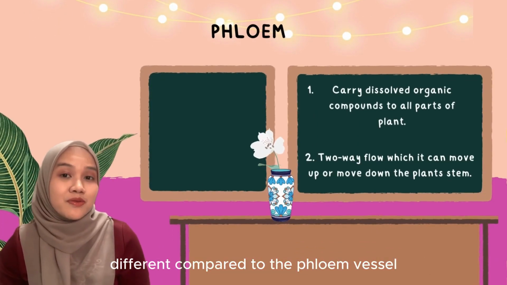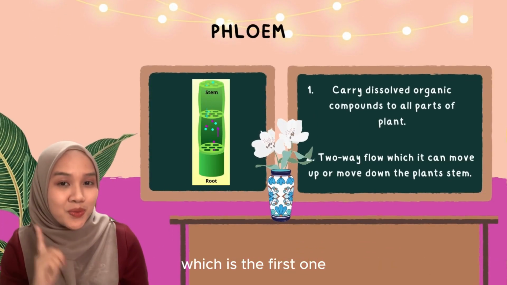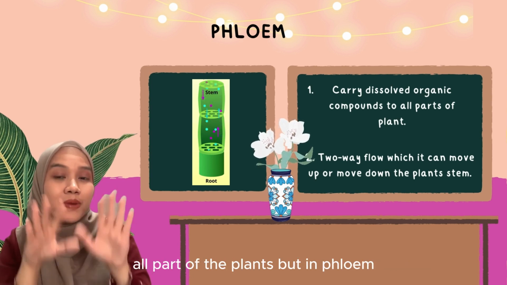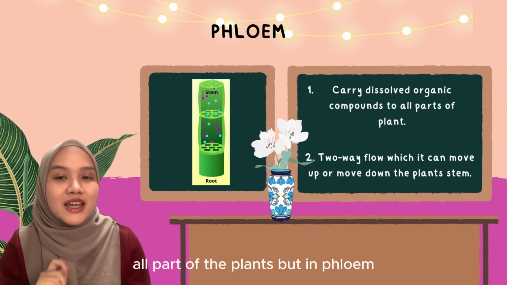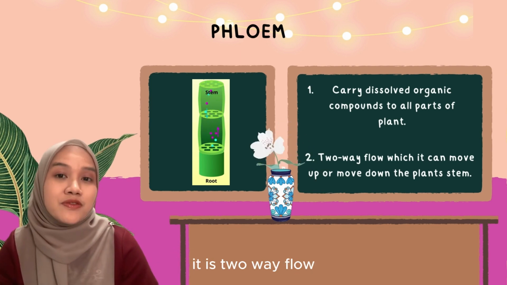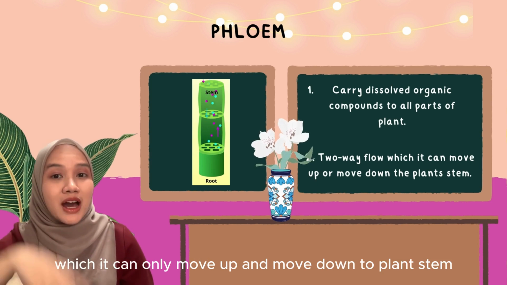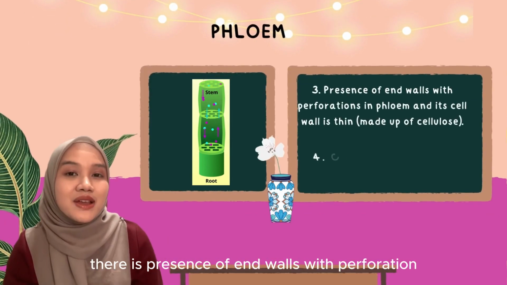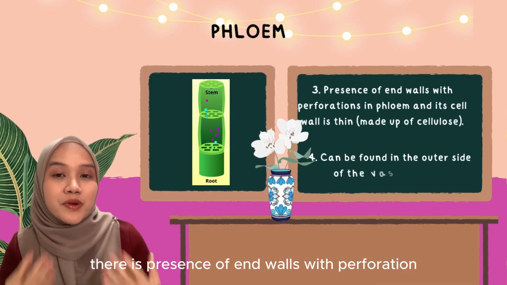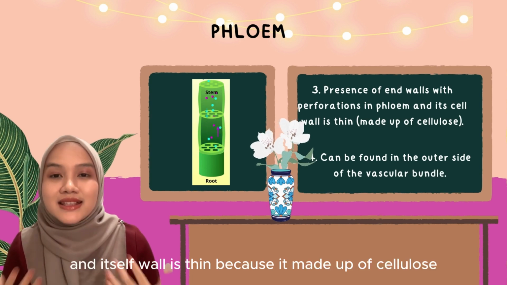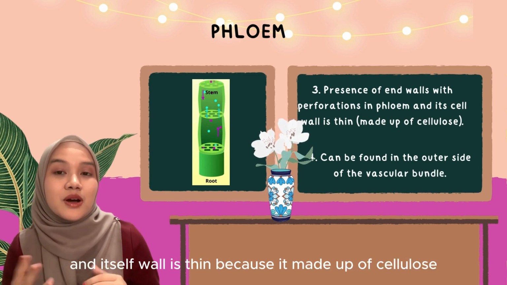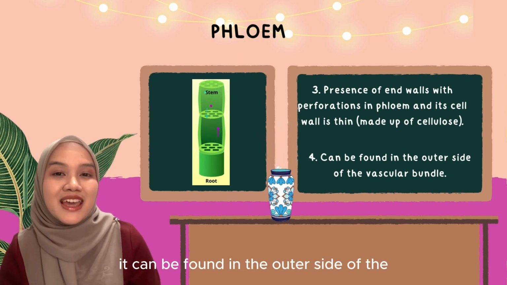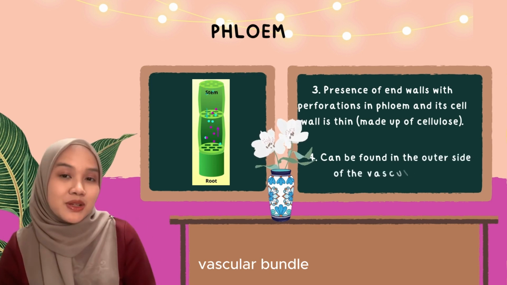Different compared to the phloem vessel, the first one is that phloem carries dissolved organic compounds to all parts of the plant. But in phloem, it is a two-way flow, which means it can move up and down the plant stem. Other than that, there is presence of end walls with perforation in phloem, and its cell wall is thin because it's made up of cellulose. For the last one, phloem can be found in the outer side of the vascular bundle.